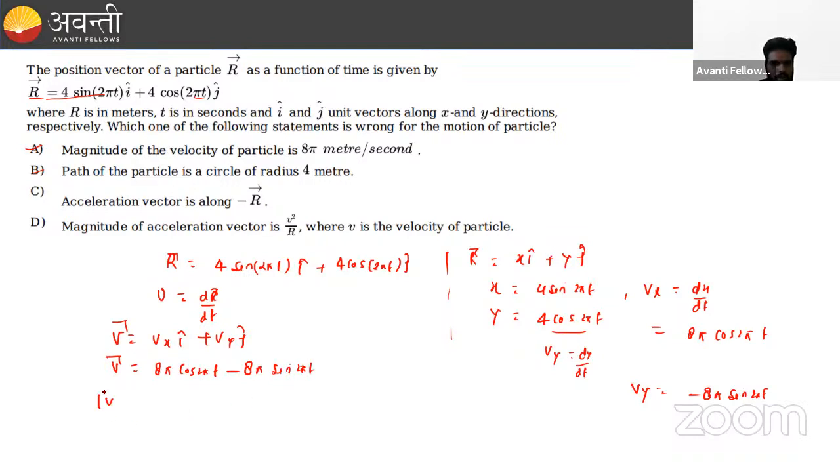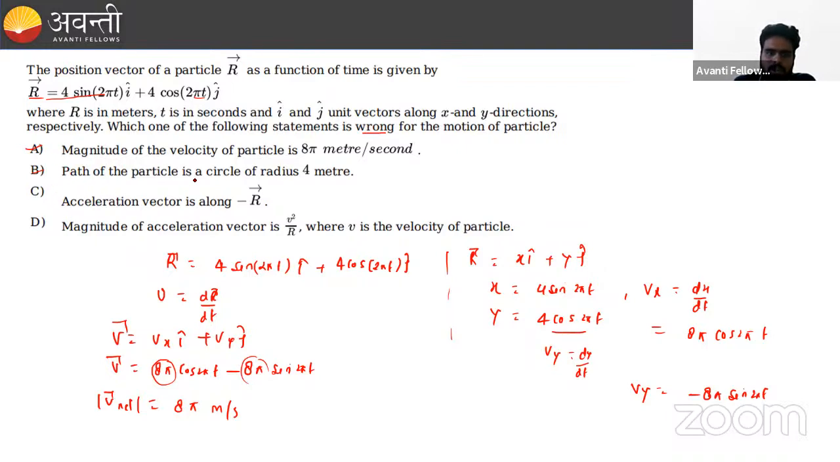If we want to find the magnitude, we just take the mod, and this will become directly the coefficient of the square, which is 8 pi meter per second. This option is correct, but in this question it is asked about the wrong statement. I think there is some mistake in the options, because the problem asks for the wrong statement, but this is the correct statement. So this is not our answer.